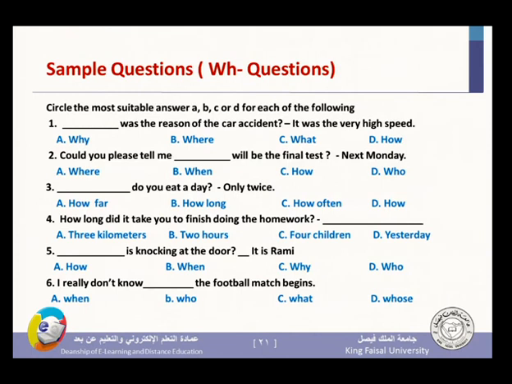Number 3, only twice. This means he is asking about how many times do you do something. So how far is wrong. How long is also wrong. How is also wrong. How often? How many times it means. How often do you eat a day? Only twice. يعني every day I eat twice. Maybe in the morning, maybe in the evening. In the morning and in the evening. Okay.